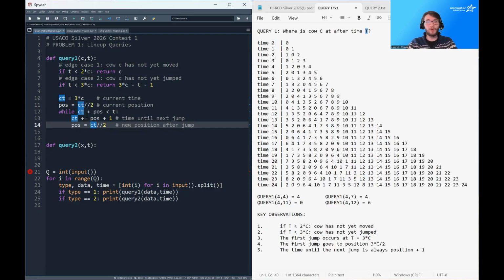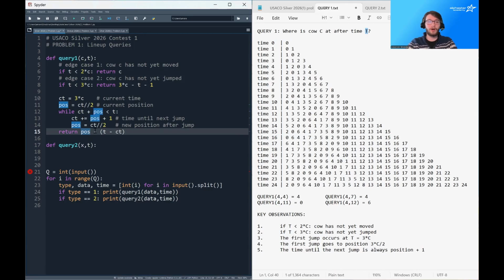And I'm going to keep doing this over and over until the next jump would force me to exceed t. Because once that happens, I know that my final position is going to be somewhere along this diagonal, and I just need to calculate how many steps along this diagonal until I reach the final moment in time. So there are no more jumps once this while loop finishes running. And we can do that with a simple formula.